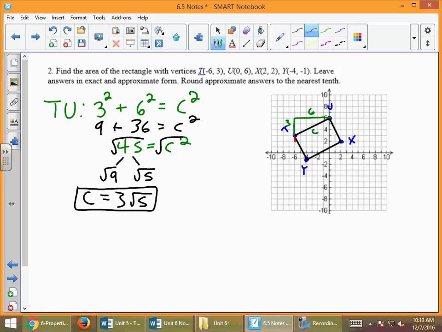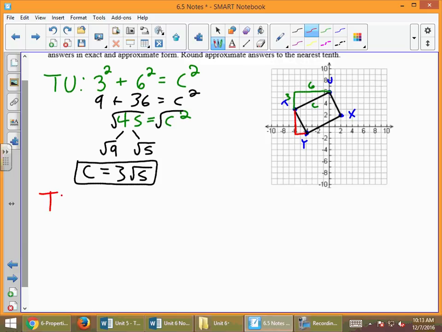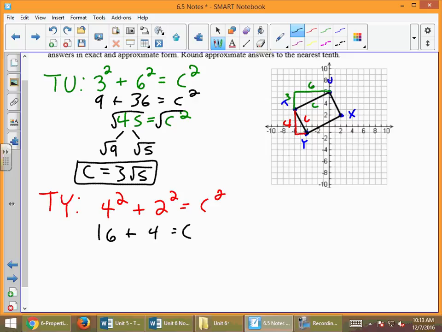So I'm going to have to go down and over. And we're looking at TY. All right, well, how far did I go down for TY? 1, 2, 3, 4. That's going to be one of my sides, plus the other one I went over how many? 2. Squared equals, and we know we're going to find that C squared. Simplify a little. 4 squared is 16, plus 2 squared is 4. 16 and 4 gives me 20.